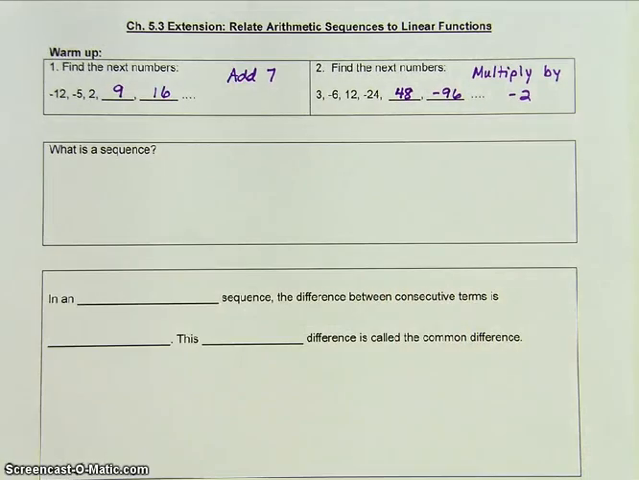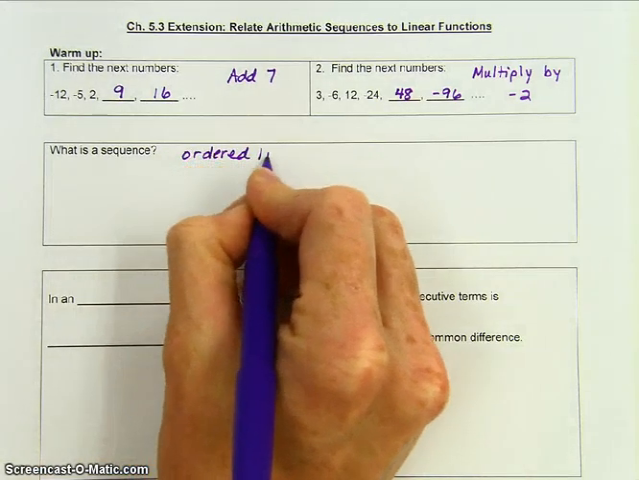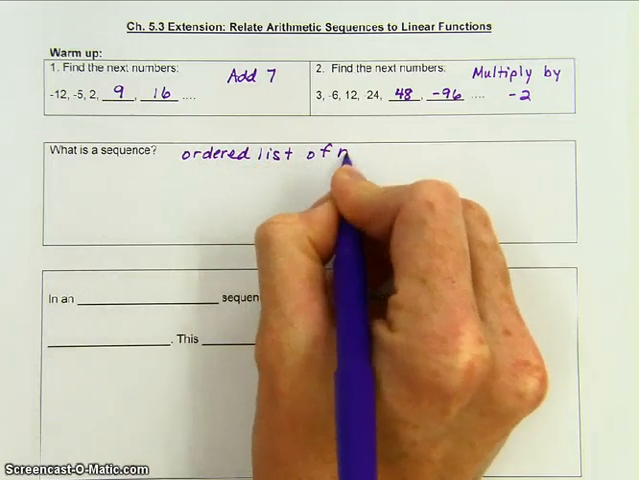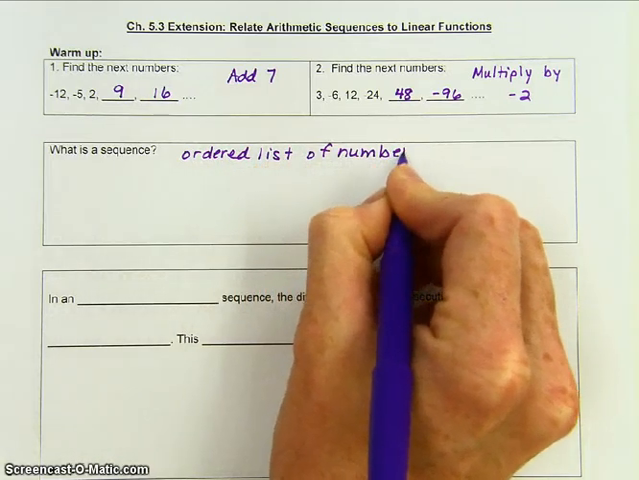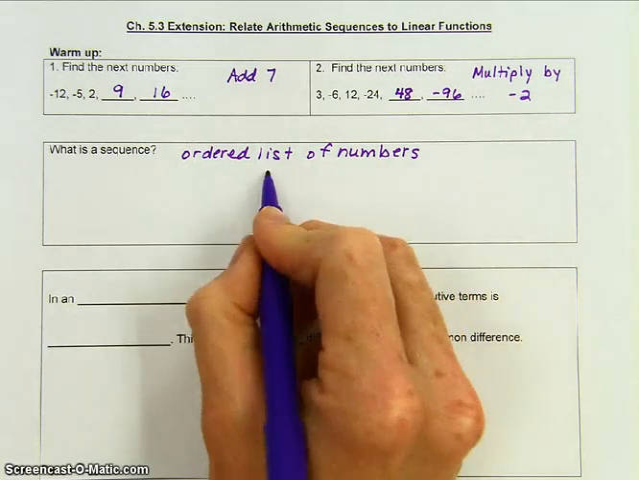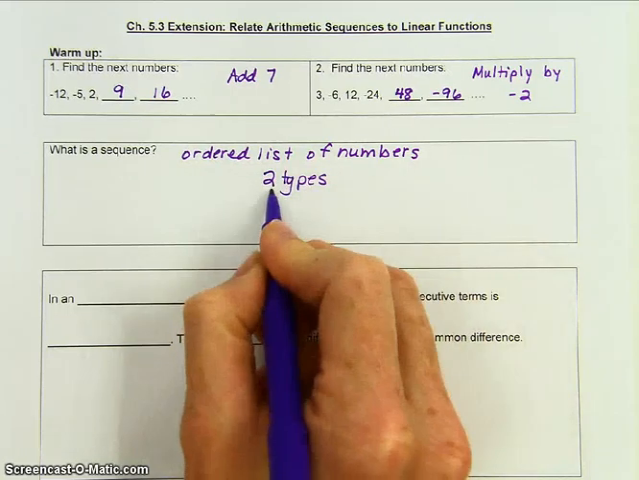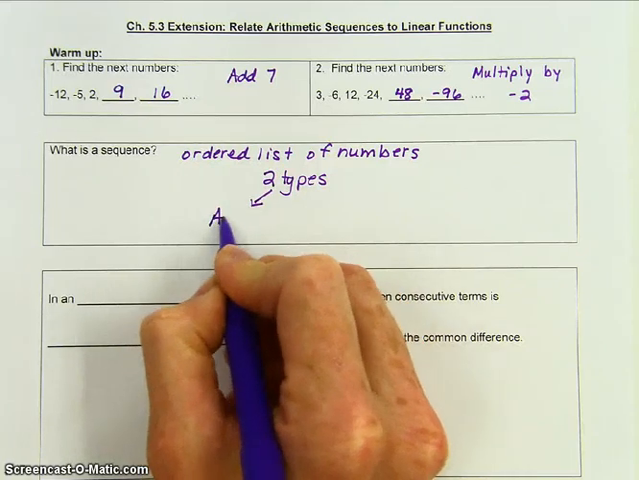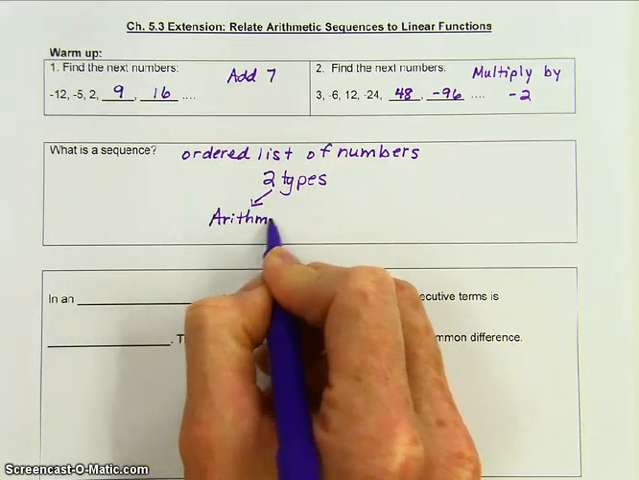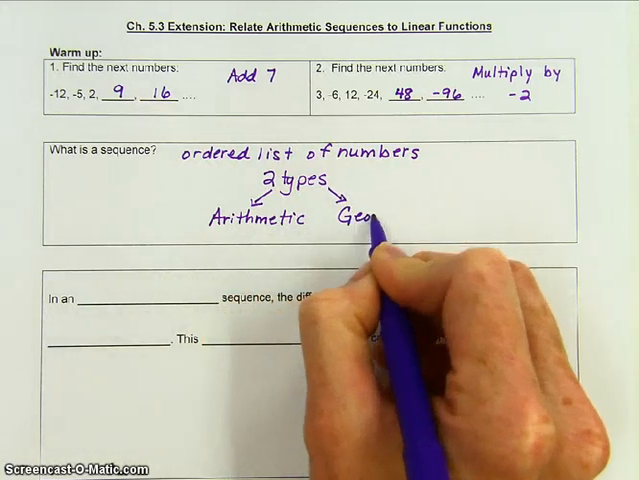So both of these examples are sequences. So what exactly is a sequence? A sequence is an ordered list of numbers. So you can see in the previous examples, they are both ordered, and it's a list of numbers. Well, this year we will actually look at two types of sequences. One is called arithmetic. If you notice, that is the title of our notes. The other one is called geometric.